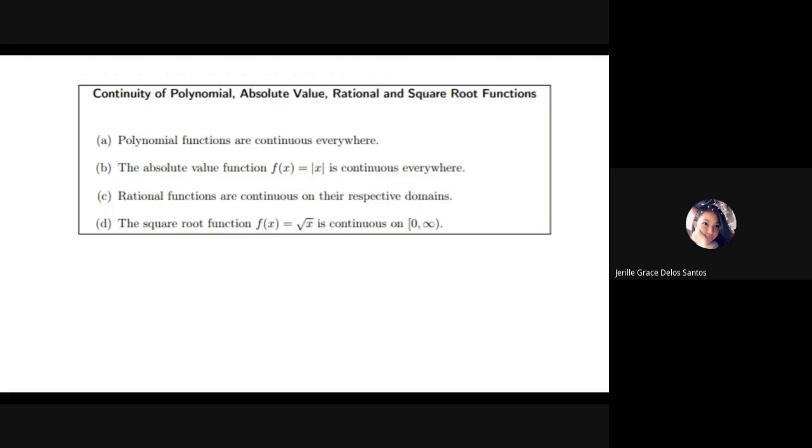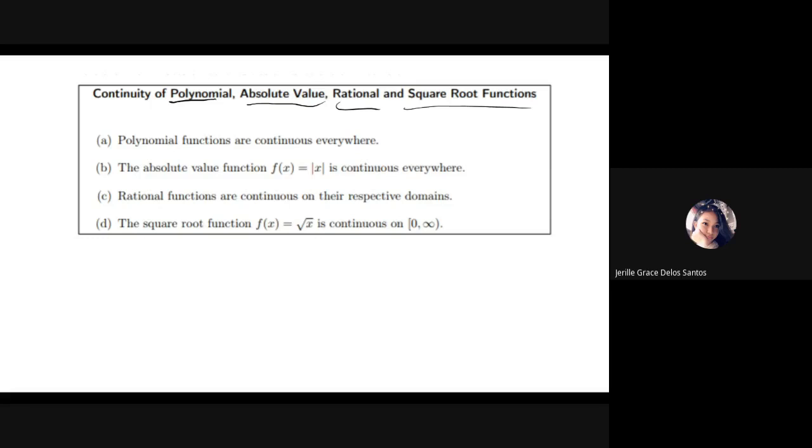Continuity on polynomial, absolute value, rational, and square root functions. Letter A: polynomial functions are continuous everywhere. Remember that the domain of the polynomial function is the set of all real numbers, from negative infinity to positive infinity.